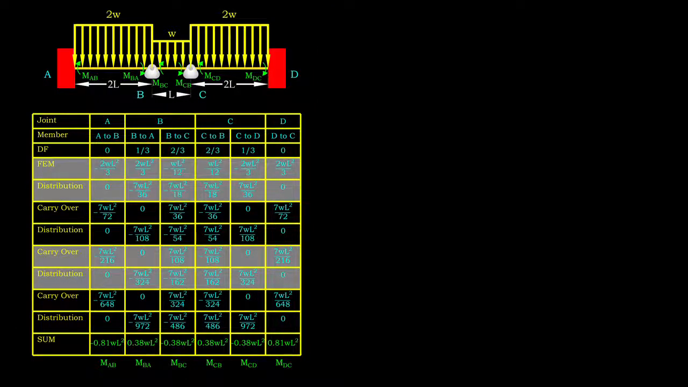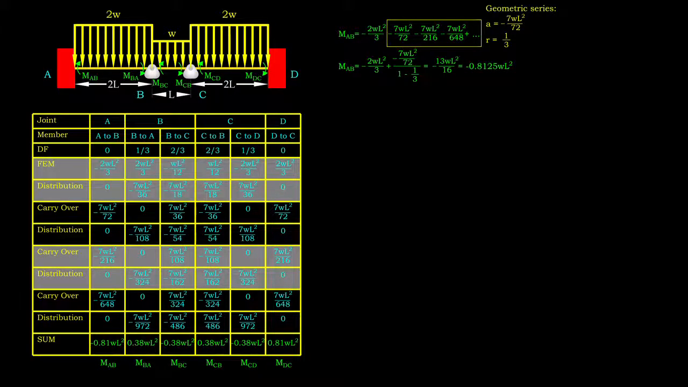The value of end moment for each span is calculated by summing the FEM, carryover and distributed moments under respective column. However, for this case where moment is expressed in fraction form, we can opt for exact solution by implementing geometric series. For instance, by observing the moments we need to add for AB, we found certain pattern.